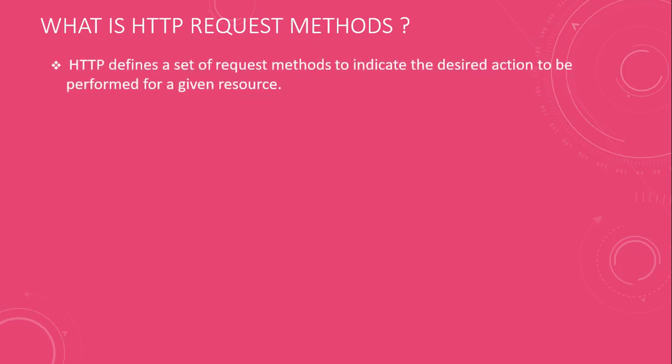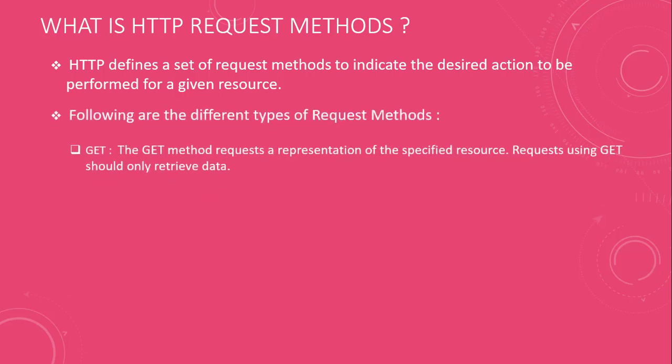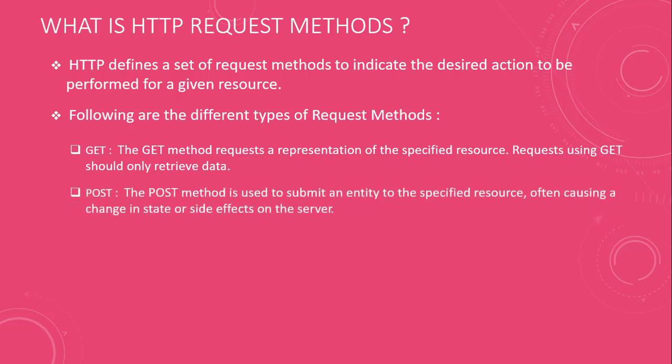Now we will look into HTTP request methods. HTTP defines a set of request methods to indicate the desired action to be performed for a given resource. So see here one by one. GET method. The GET method requests a representation of the specified resource. Requests using GET should only retrieve data.